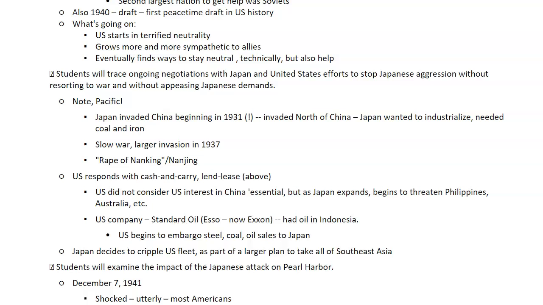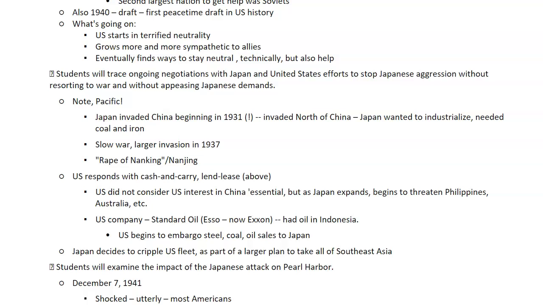So when you summarize this, what's going on? The U.S. starts off in a sort of state of terrified neutrality. But it grows more and more sympathetic to the Allies as Hitler becomes clearly more and more of a jerk. And the British, by the way, just as in World War I, I should point out, are very good at communicating to the American people what's going on, and they make their case.